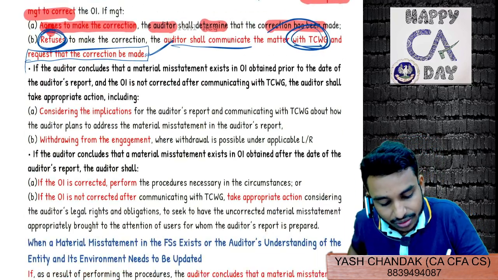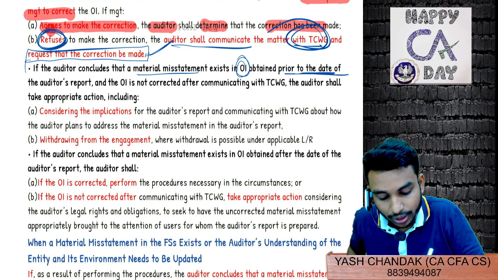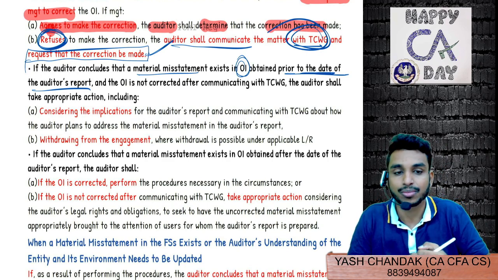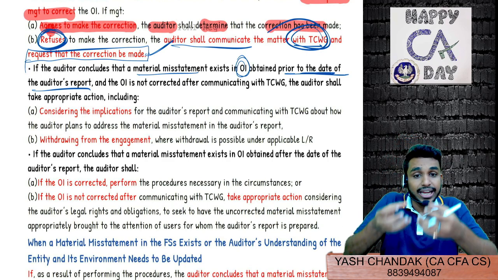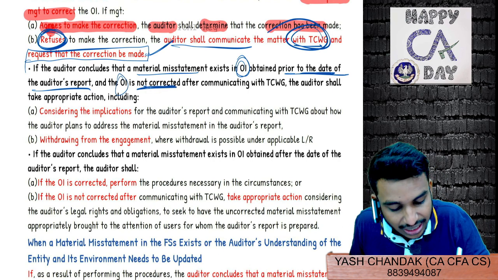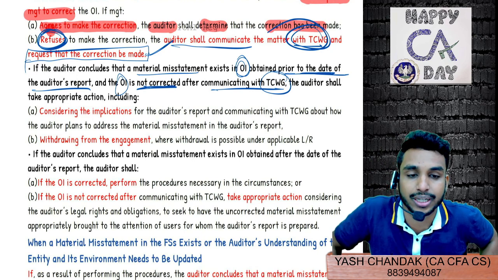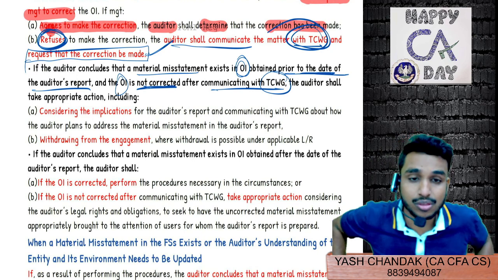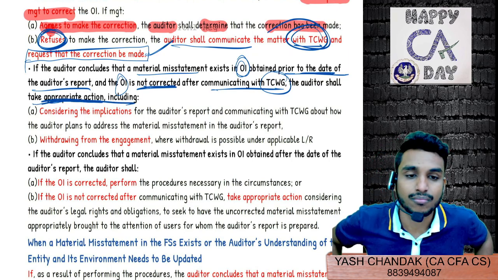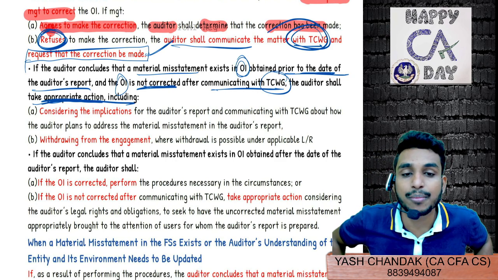Now if the auditor concludes that a material misstatement exists in other information obtained prior to the date of the auditor's report, that means all this other information in which we are finding MMS was obtained prior to the date of the auditor's report, and the other information is not corrected even after communicating the same to the TCWG. That means management is not listening even to TCWG. Then the auditor will have to take appropriate action regarding the inconsistency and MMS in the OI.